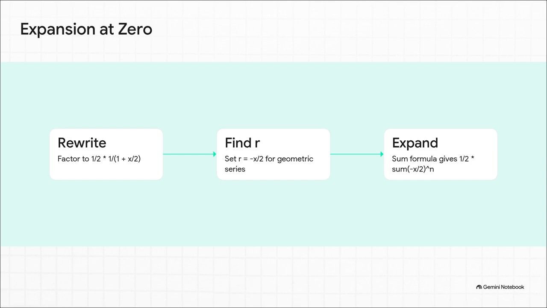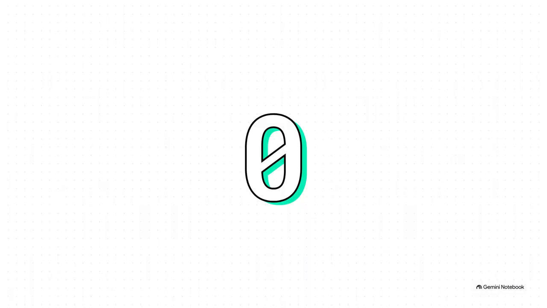The result? We end up with 1/2 times the infinite sum of (-x/2) all raised to the power of n. Now, because the terms in this new expansion are just powers of x, which, let's be honest, is really just a fancy way of saying x minus 0, our series is centered exactly at 0. This is our anchor point for right now.